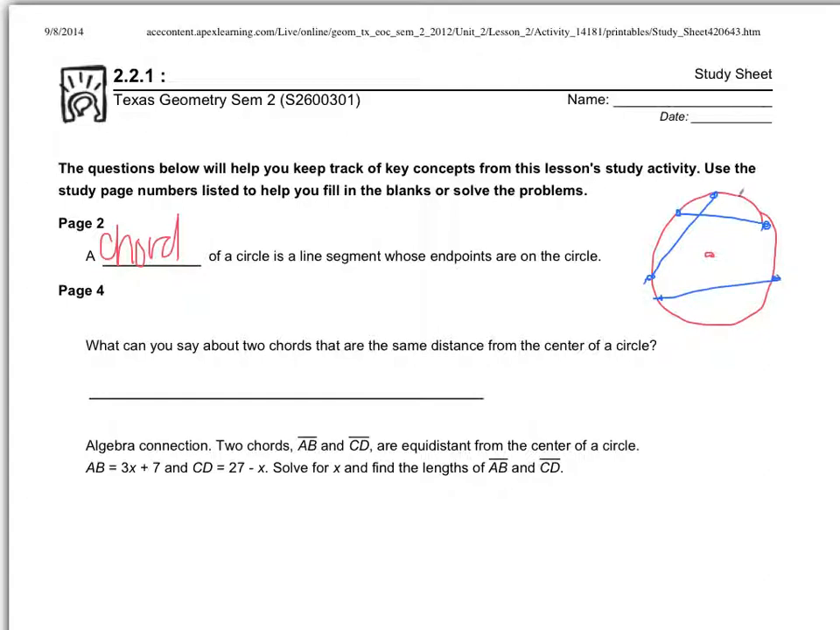So all of these would be considered chords. It can go through the middle, that is okay, but it doesn't have to. So chords just have endpoints on the circle. So when you have two chords that are the same distance from the center, they are congruent.